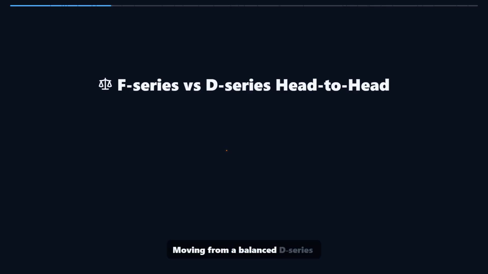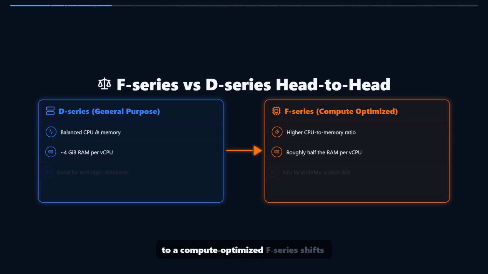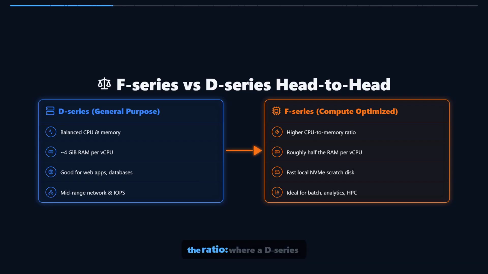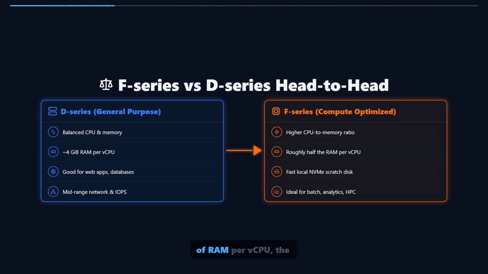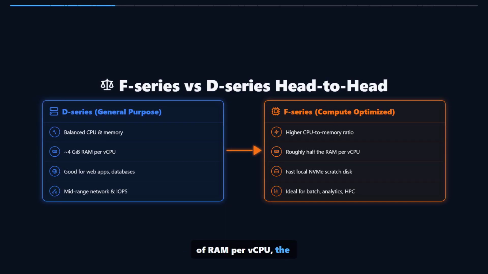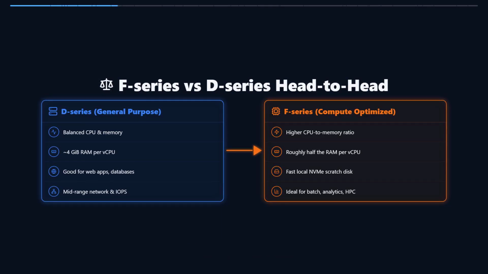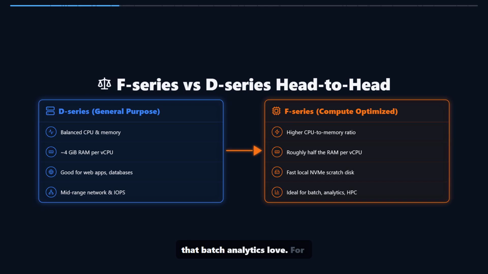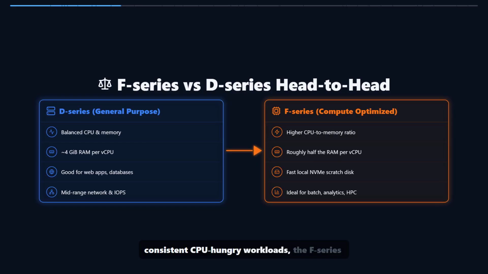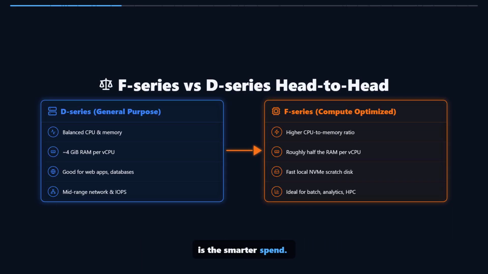Moving from a balanced D series to a compute-optimized F series shifts the ratio. Where a D series might offer about 4 GB of RAM per vCPU, the F series gives you roughly half that. That means more raw CPU per dollar, plus a fast local SSD scratch disk that batch analytics love. For consistent CPU-hungry workloads, the F series is the smarter spend.